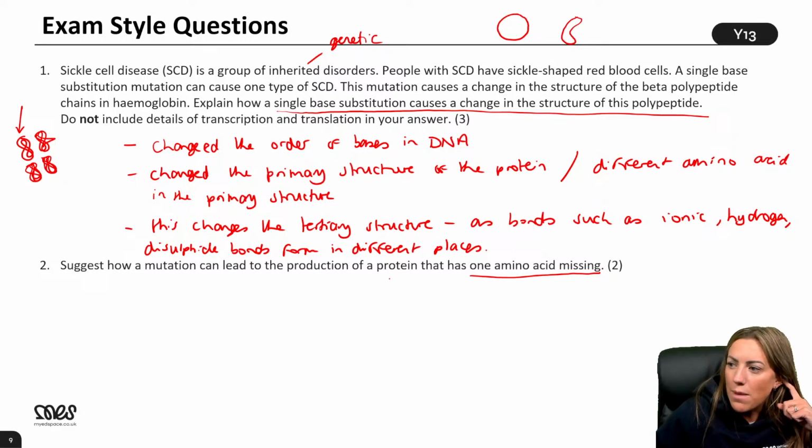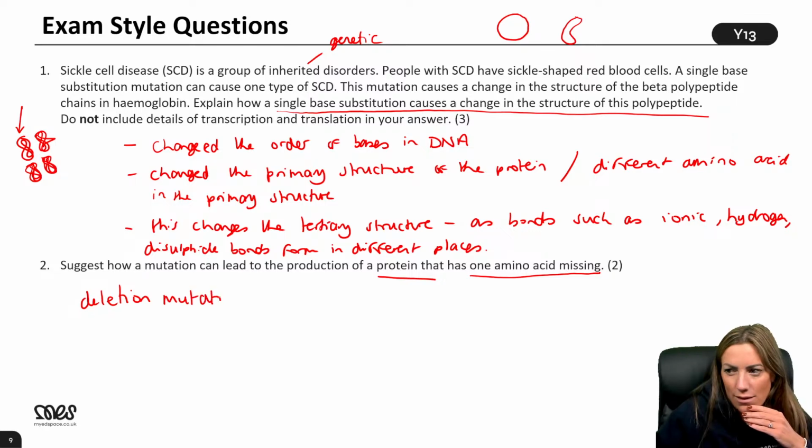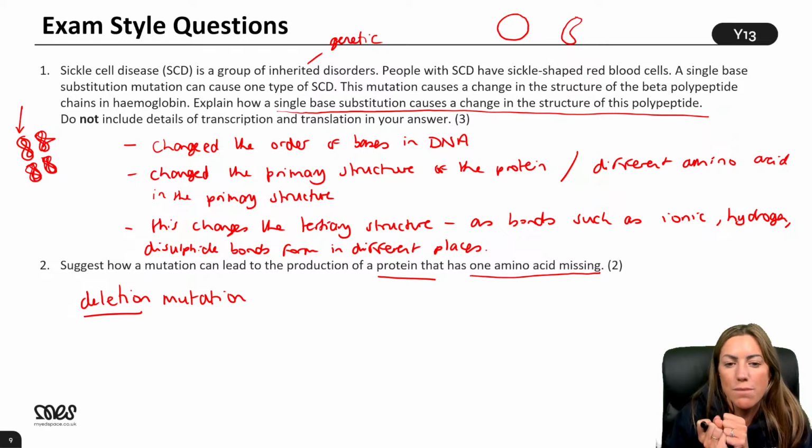So we know that the protein just has 1 whole amino acid missing. What must have happened in the DNA to end up with 1 amino acid missing from the protein? Okay. Emanuela's got 1 mark. We are missing an amino acid, so we've clearly lost some bases. We've deleted some bases.